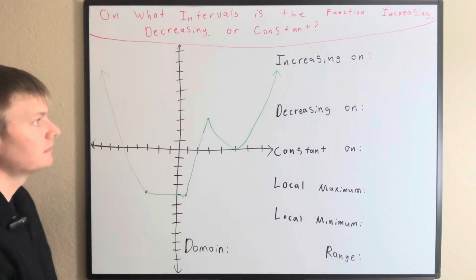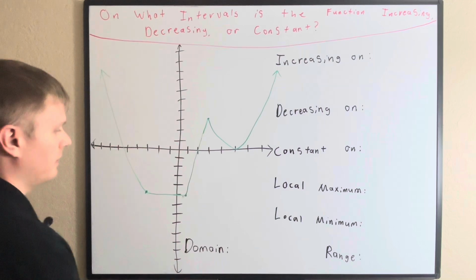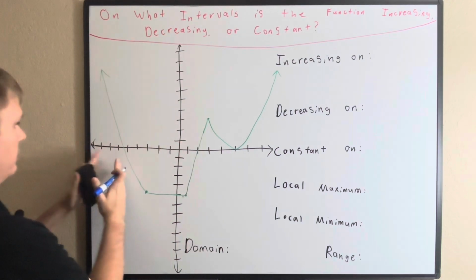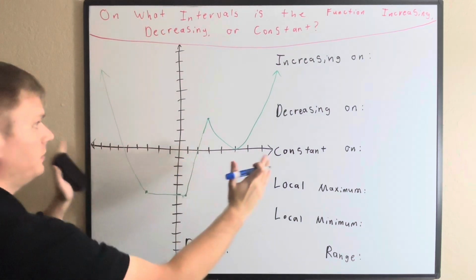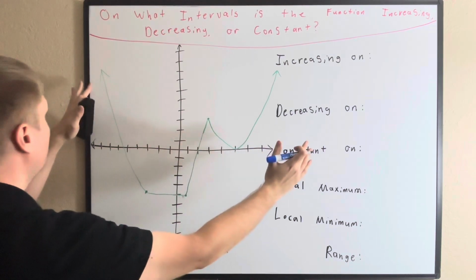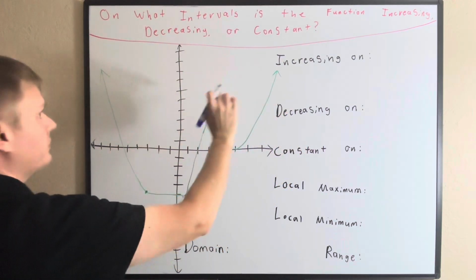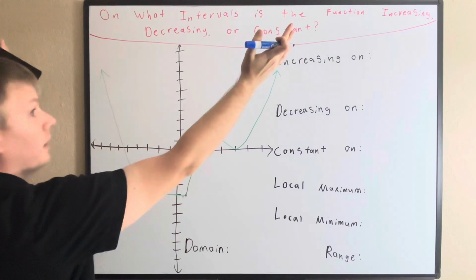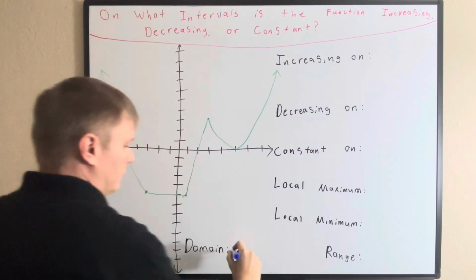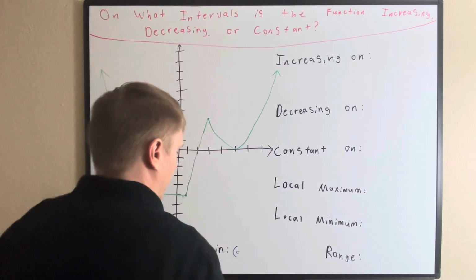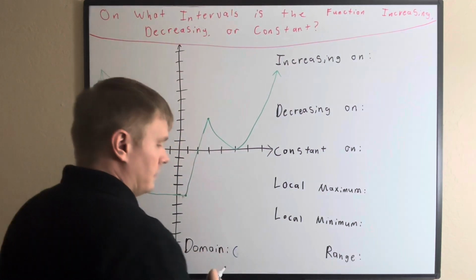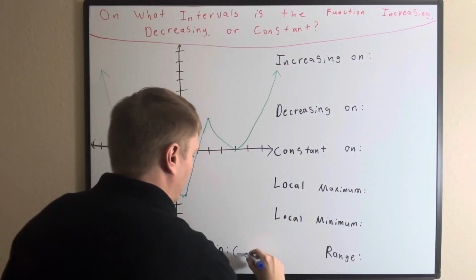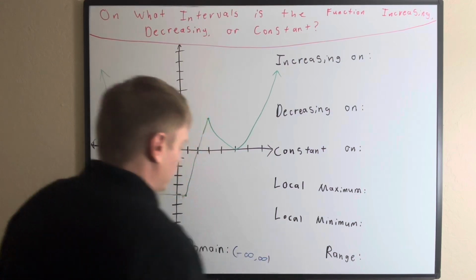Anyways, so real quick, what's the domain here? From the left to the right, do we include all numbers? Yeah, we got an arrow going left and an arrow going right, even though they're going upwards. We do include negative first, all real numbers in the domain.